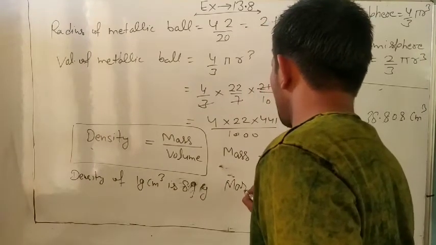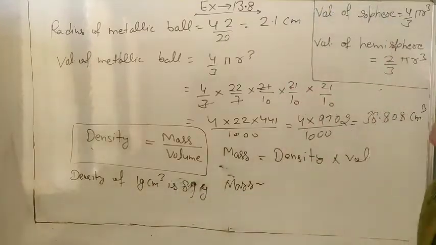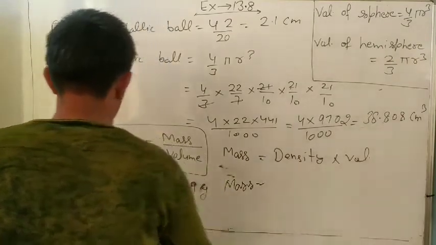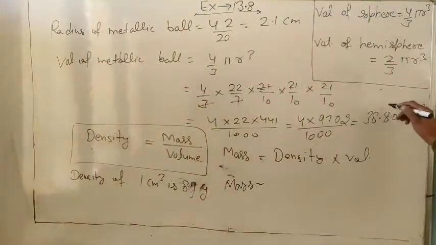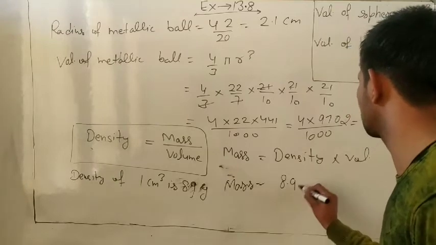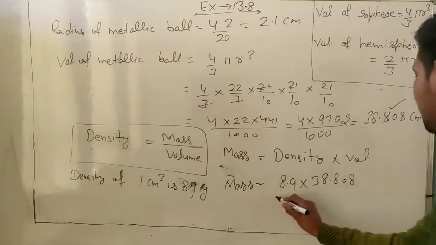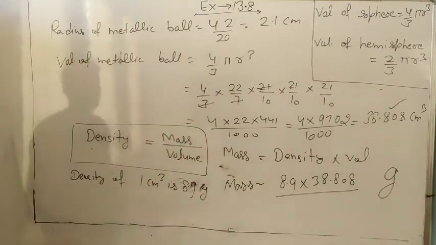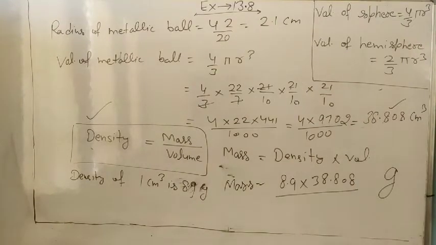Find mass. Mass equals density. What is the density of 1 centimeter cube? It is 8.9, and what is the total volume? 38.808. Multiply it, and it comes in gram. It is your answer to the third question. So remember this formula: density equals mass divided by volume. Understand it? So do this question also.